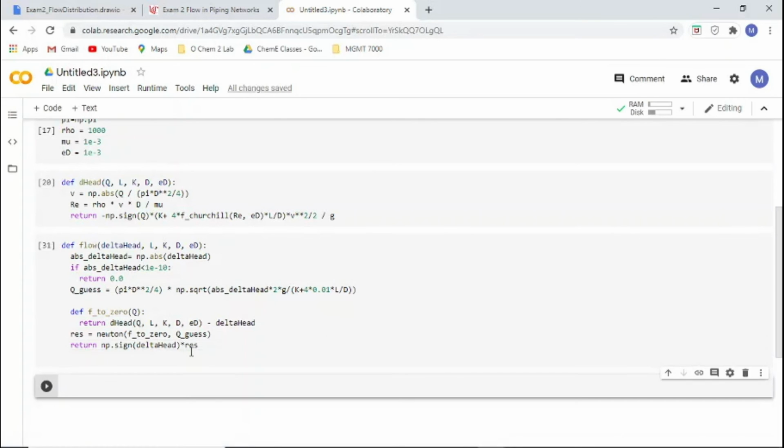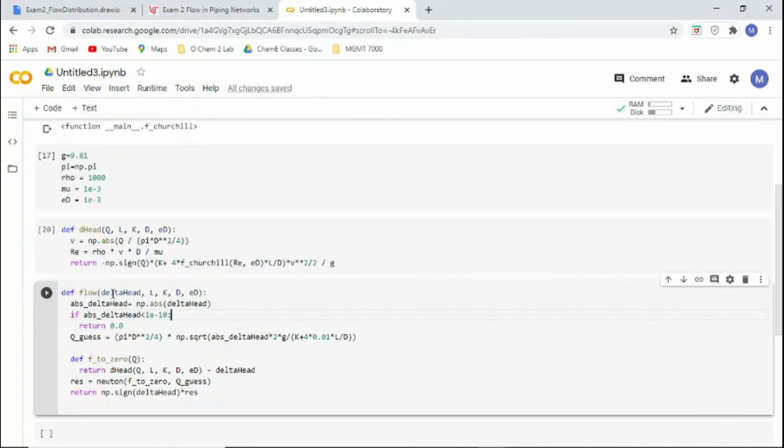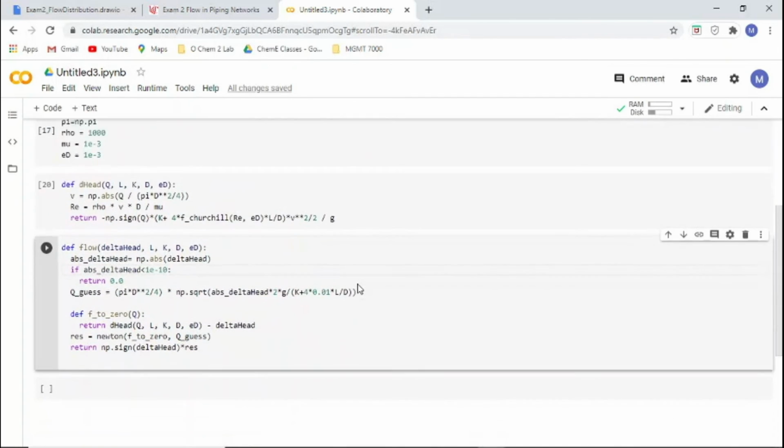So shift enter. So now what we have is a formula in order to find our change in head and a way to find our flow. And we have talked about any possible pitfalls and have accounted for any negatives or anything that could affect our equations, or really small numbers, or if the delta head's equal to 0. And that completes part 1 of exam 2.